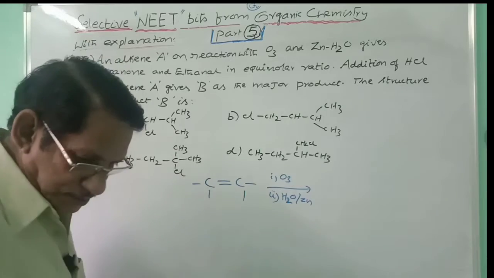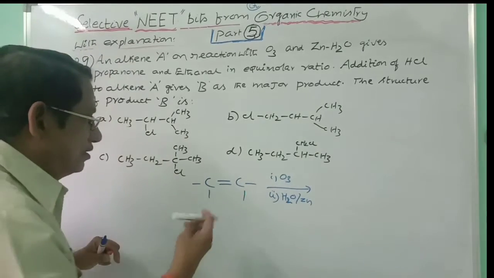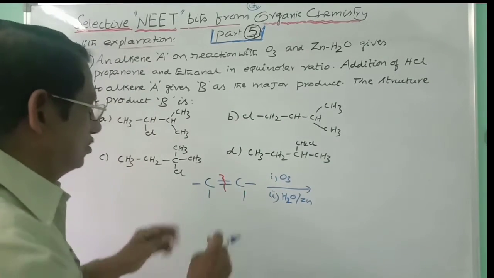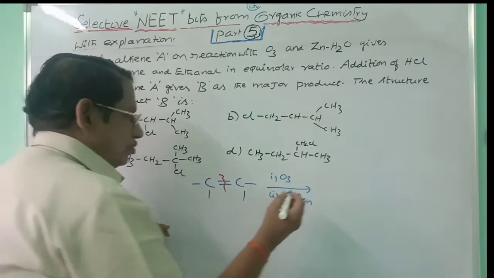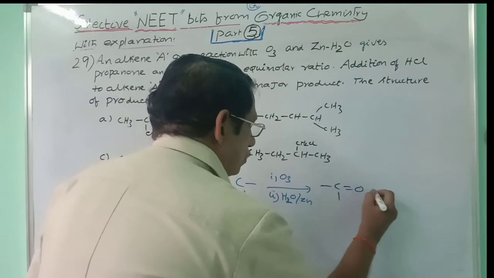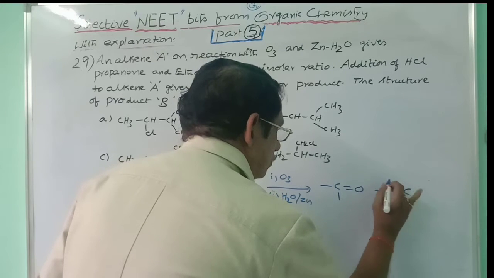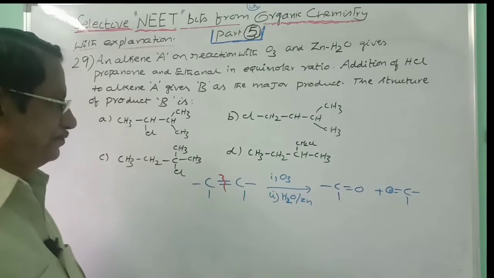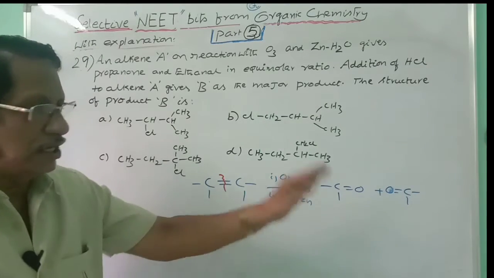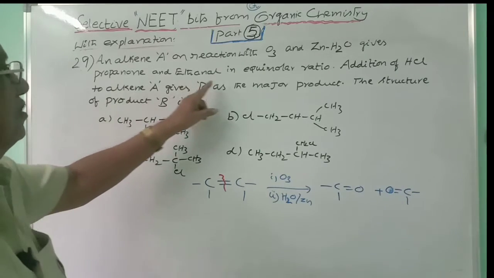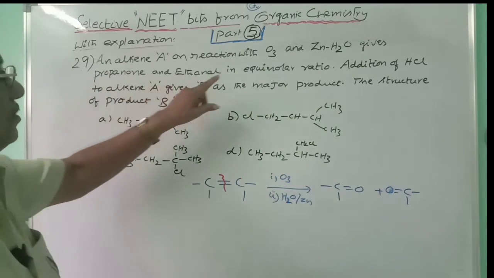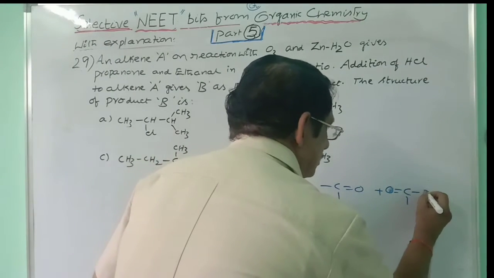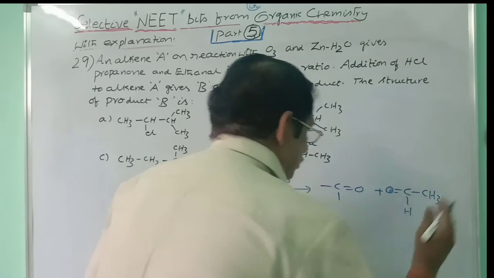What happens here? Simple trick. The alkene will be broken here, and you have to join 2 oxygens to the 2 carbons. So this is the product: C double bond O plus C double bond O. This is ozonolysis, where an alkene gives 2 carbonyl compounds. And what was given here? One is propanone, the other one is ethanal. Ethanal means CH3CHO. So you can write here CH3CHO. That is one product.